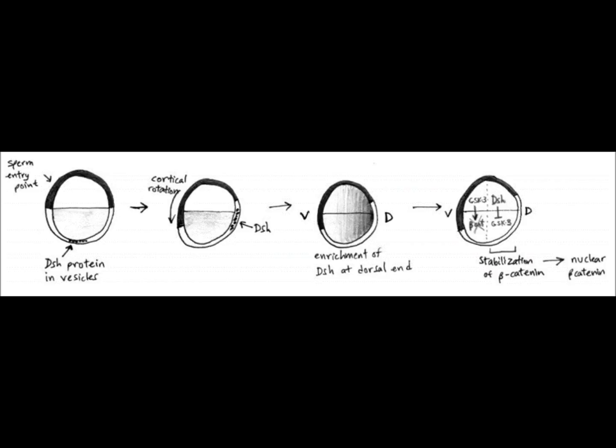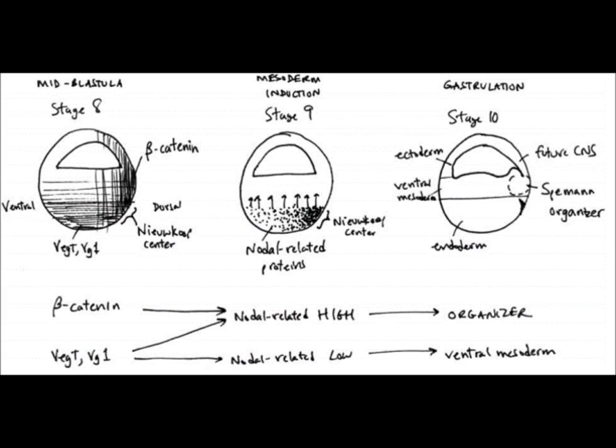Now, during cortical rotation, these vesicles containing the Dishevelled protein are actually moved to the future dorsal side of the embryo and are able to stabilize β-catenin at the future dorsal side. So this image above actually shows a couple of stages after cortical rotation has occurred. And as you can see, β-catenin is established in a gradient with the highest concentration at the future dorsal side. Maternal Veg-T and Veg-1 is also present in a gradient at the vegetal pole of the embryo.